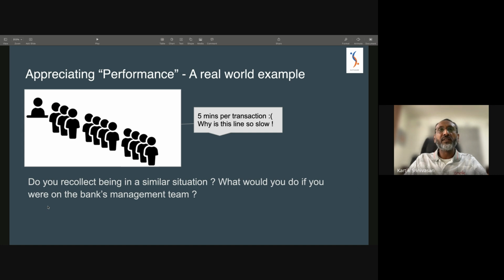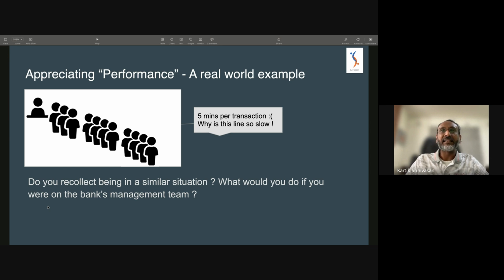So in the interest of time, I'll move forward with the example that I had, right? And I'm going to take a very real world example. This is not software related at all, but it will help us understand the notion of performance and scale and reliability to a certain extent. So now let's take an example, right?